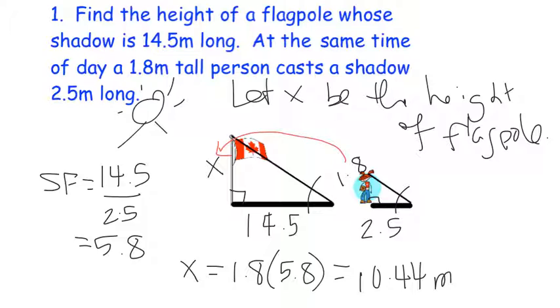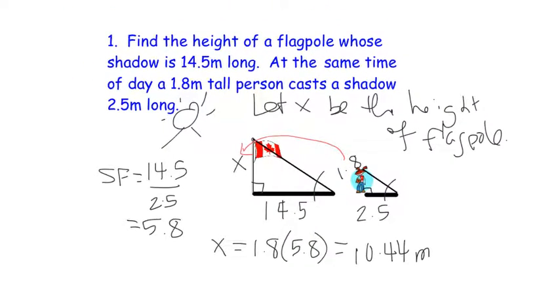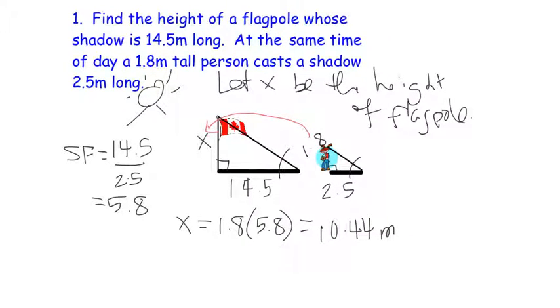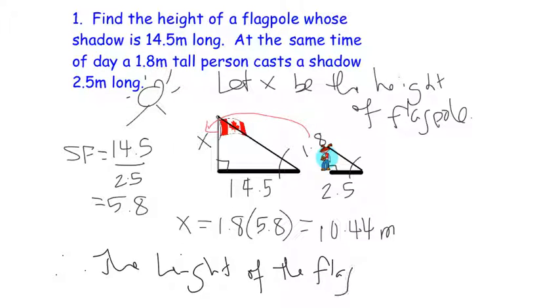Let's just do a nice little paraphrase here to actually answer the question. Therefore, the height of the flagpole is about 10 meters. Okay? We get the idea, right?